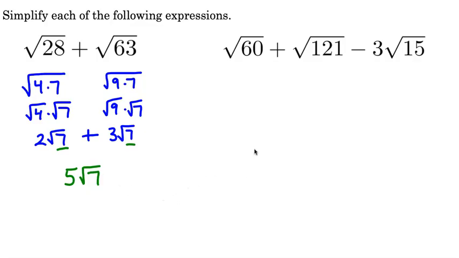Shifting to our next example where we have 3 terms, square root of 60 plus the square root of 121 minus 3 times the square root of 15. We compare the 3 radicands, 60, 121, and 15. Right now, we do not have any like terms, but we can simplify the first 2 terms. So, square root of 60, we can rewrite as 4 times 15.